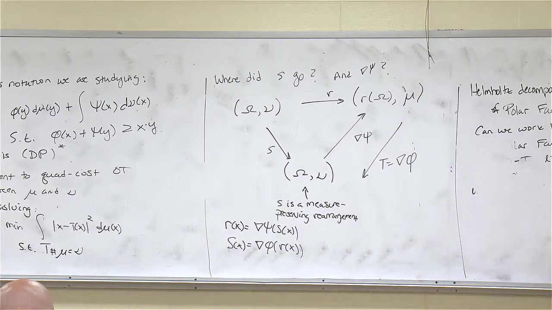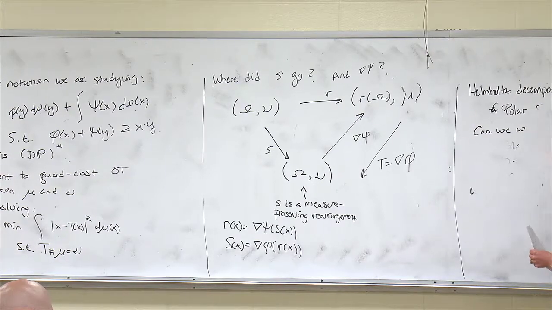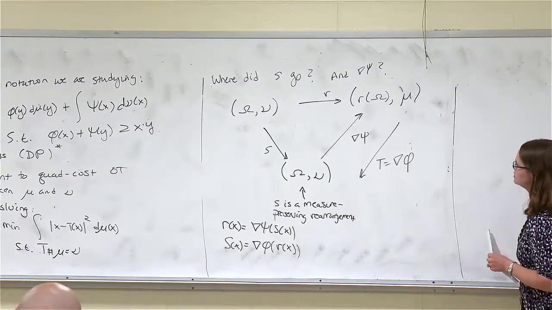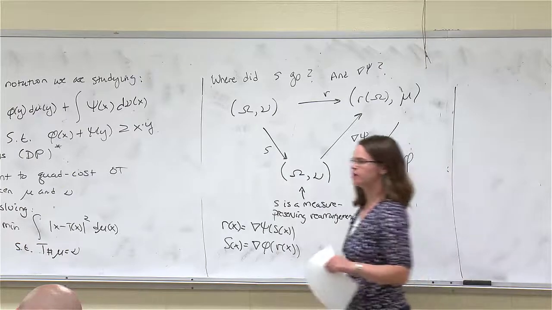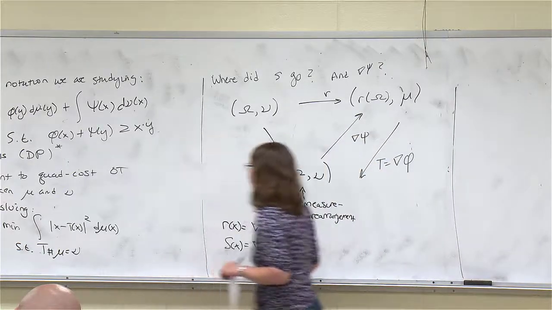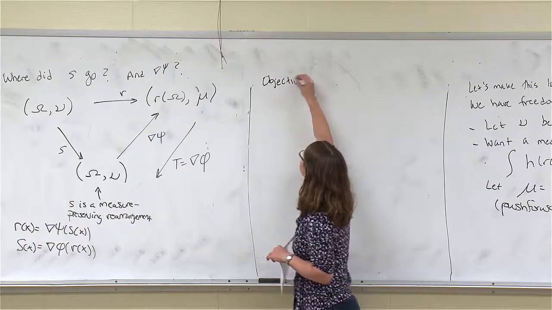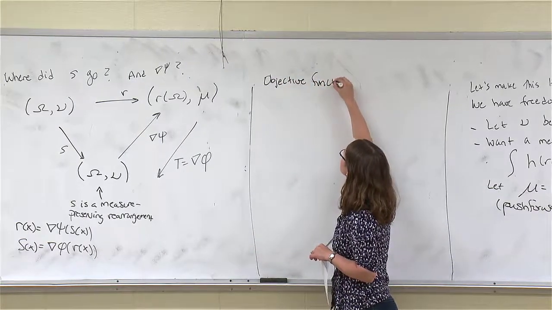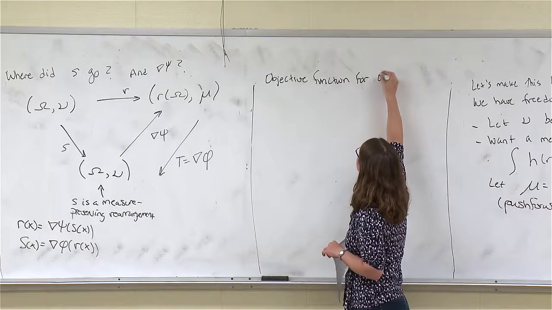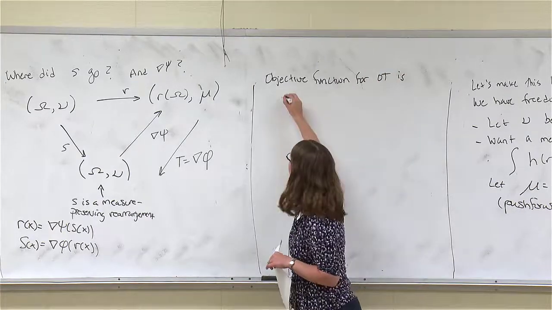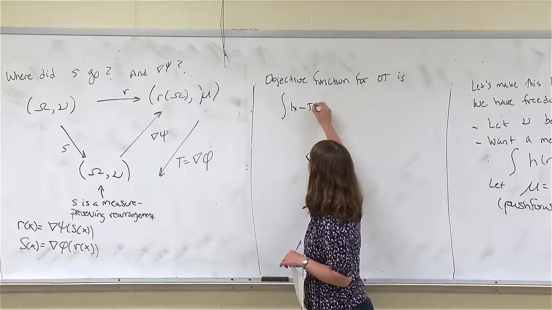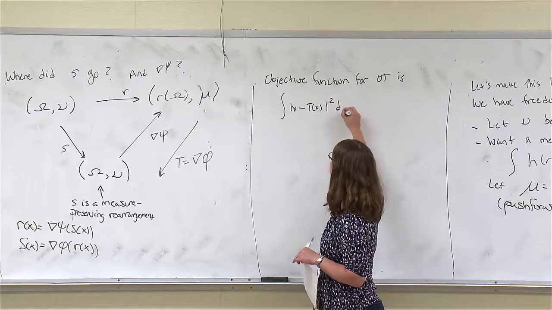All right, so let's go back to our objective function and see if we can rearrange it a little bit to see where our polar factorization somehow fits into here. So our objective function for the optimal transport problem is the integral of x minus T of x squared d mu of x.